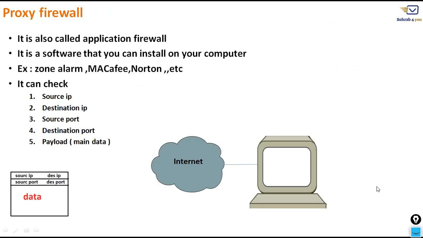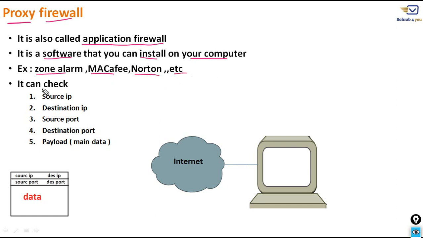The next we have is the proxy firewall. What is a proxy firewall? A proxy firewall is also called an application firewall. It is a piece of software that you can install on your computer. Examples of proxy firewalls are ZoneAlarm, McAfee, Norton, etc. There are a lot of proxy firewalls.